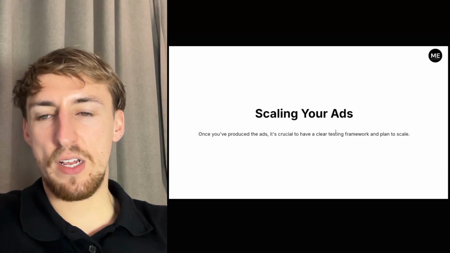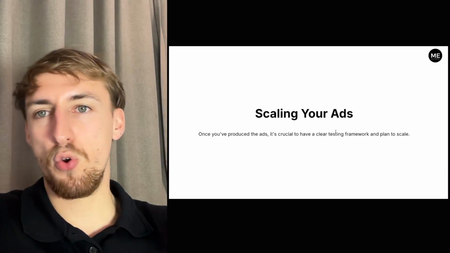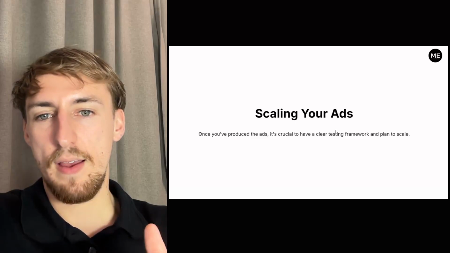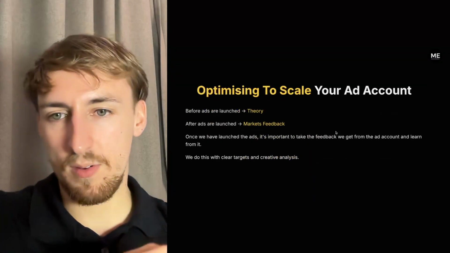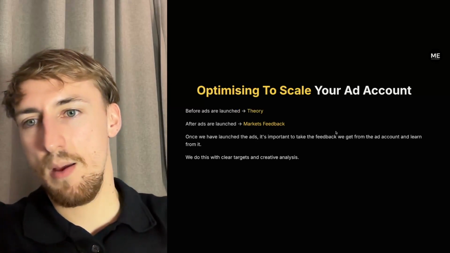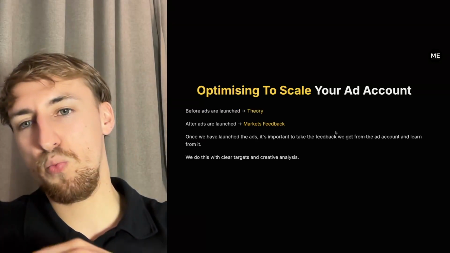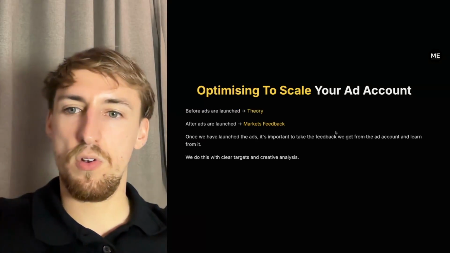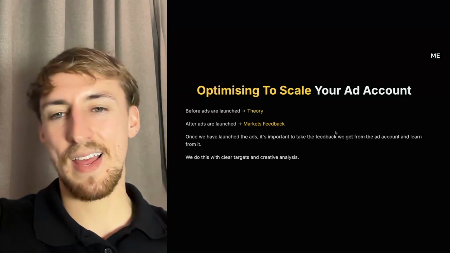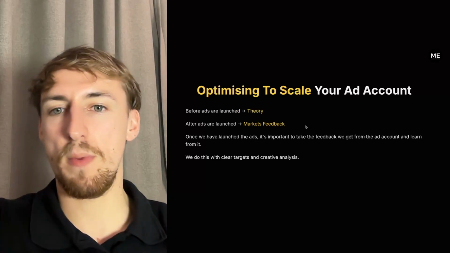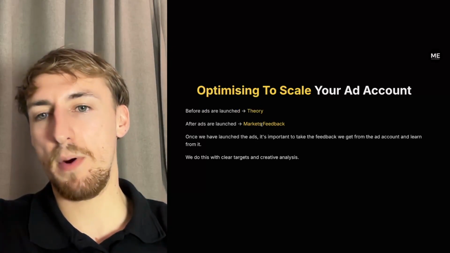Now, scaling your ads. So once you've produced the ads, you've done all this theory, you've done the hard work, now's the time to make the money. So we've got a few ways of testing ads, but before the ads are launched, we've done the theory, as I said. After you've launched, you've got the market's feedback. So it's very important to take the feedback and optimize from here. So start optimizing from the market's feedback.